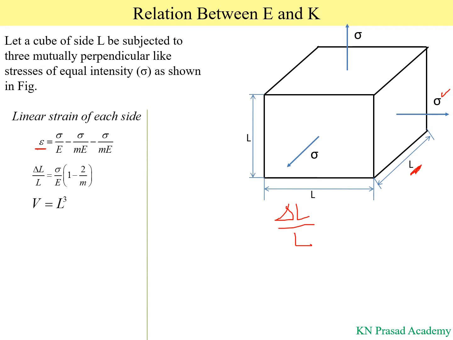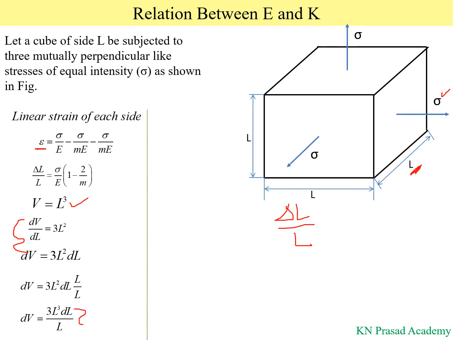And we know that the volume of the cube equals L cubed, so we differentiate the volume with respect to L. Then this becomes dV by dL, and the derivative with respect to L becomes 3L squared. So once again we write dV equals 3L squared dL. Multiplying by L by L, dV equals 3L cubed dL by L.